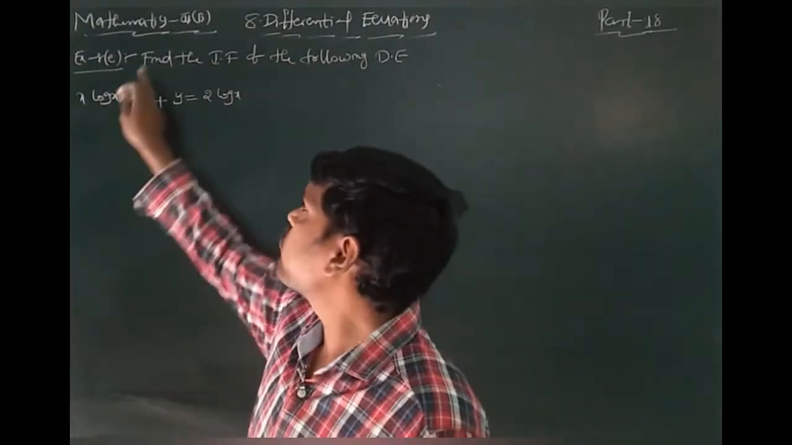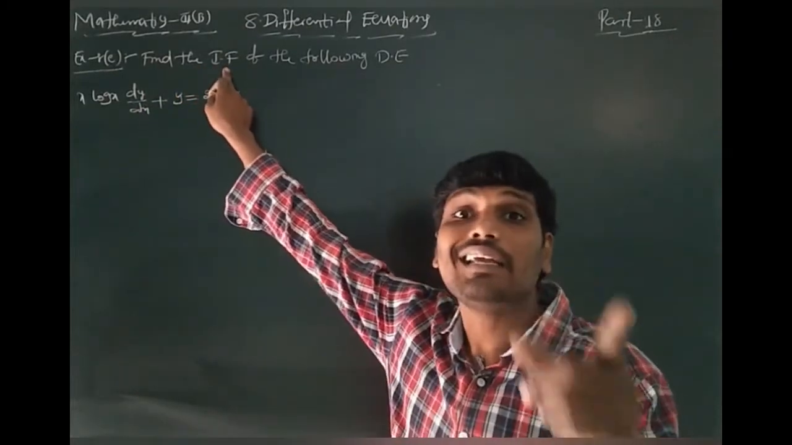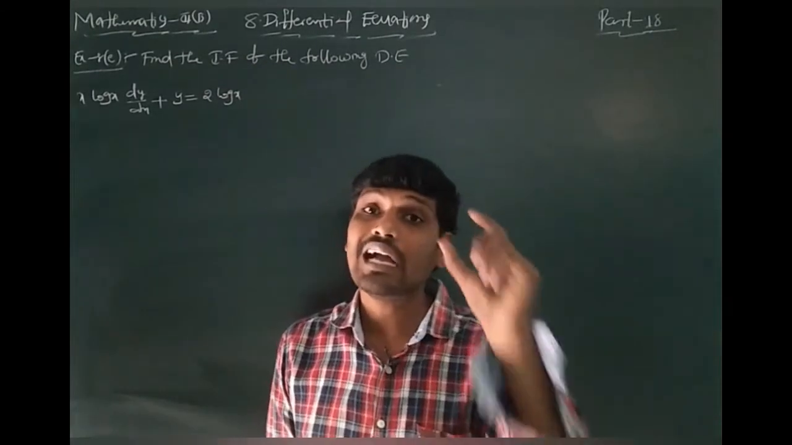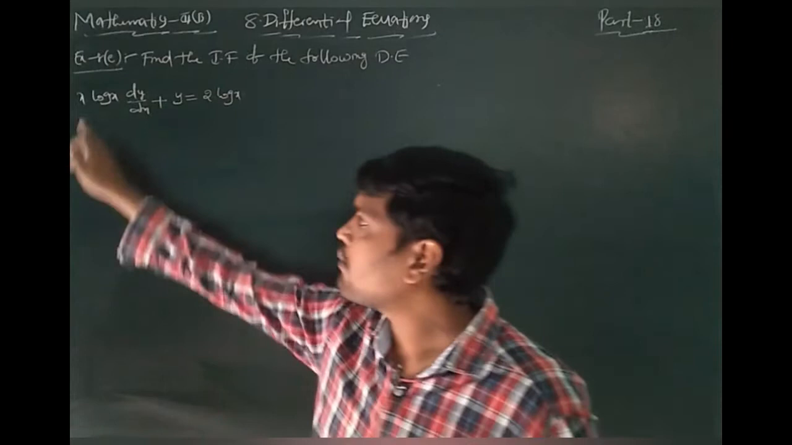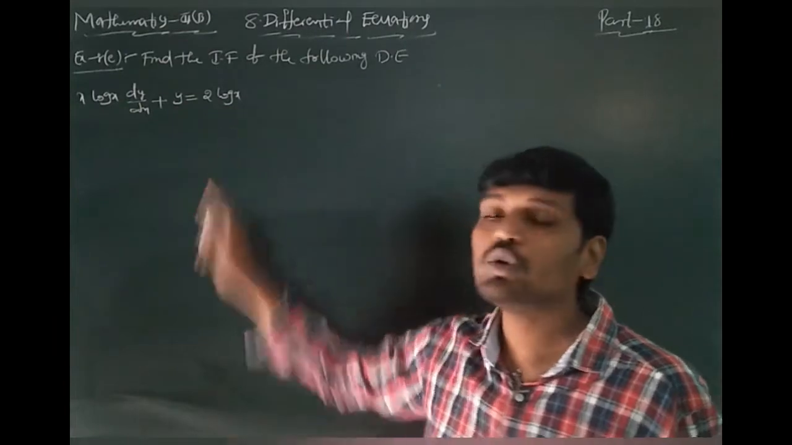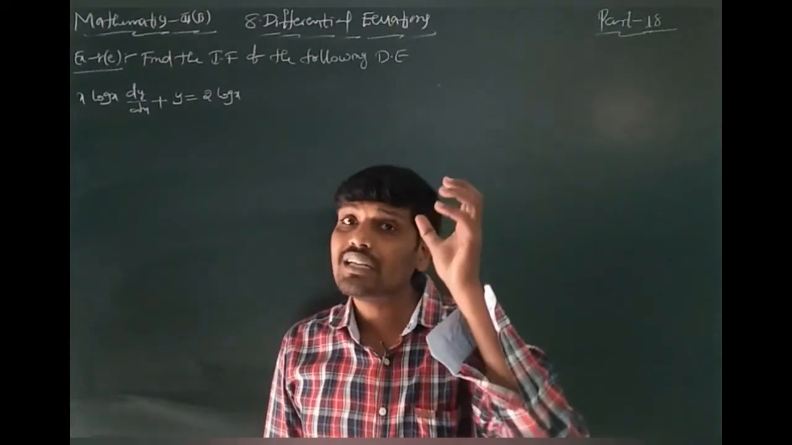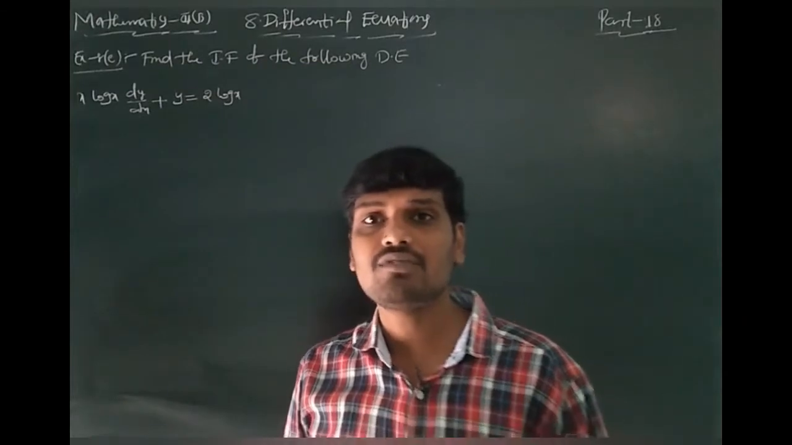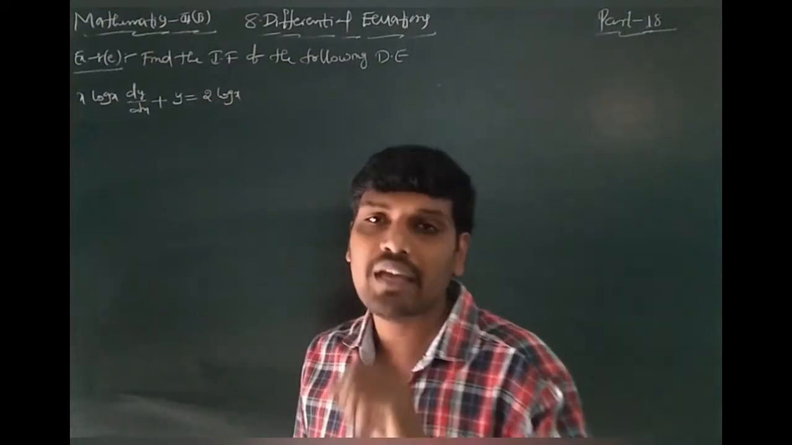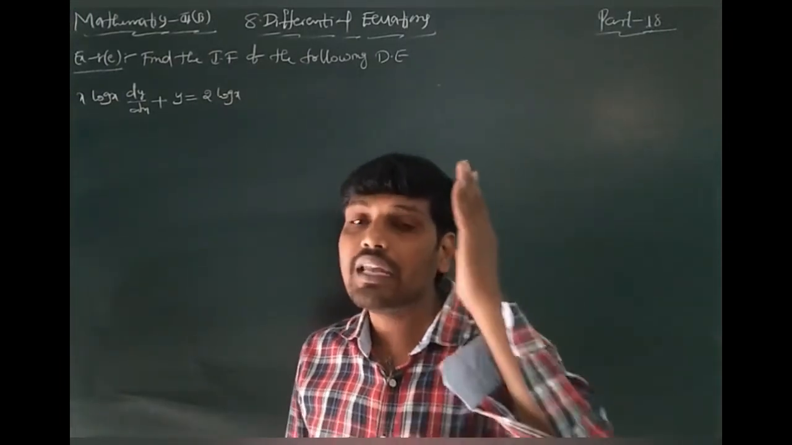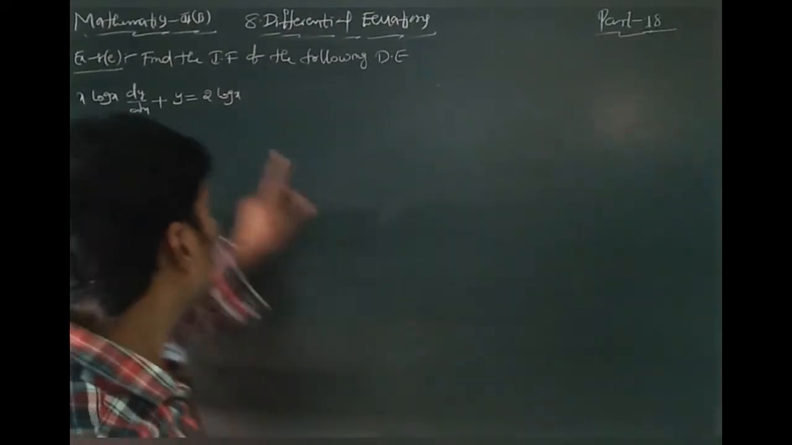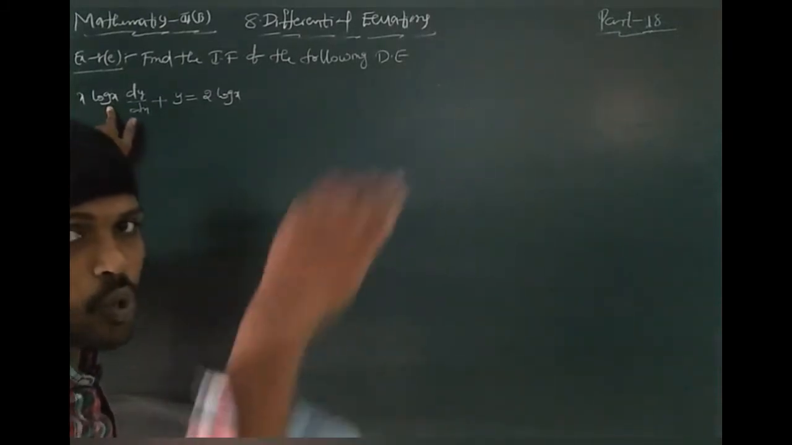The first problem is: find the IF, nothing but the integrating factor, of the following differential equation. What is the first problem? x into log x into dy by dx plus y is equal to 2 into log x. See students, what is the linear differential equation form? dy by dx plus py is equal to q, or dx by dy plus px is equal to q. In this form the coefficient of dy by dx or dx by dy is equal to 1, but here it is not equal to 1. That's why we divide the total.